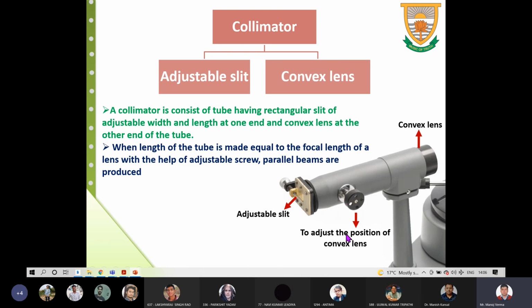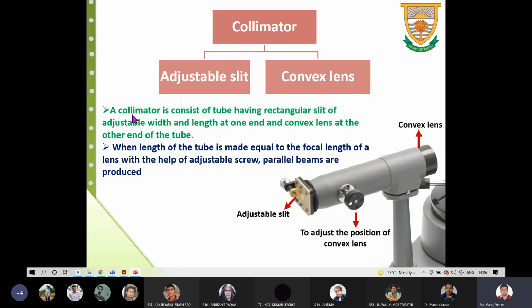This screw is used to change the position of the convex lens. This is your convex lens, and why we are using this convex lens, I will show you. To change the length of this convex lens, we can use this particular screw. So in short, this collimator is made up of two things. One is an adjustable slit, another is your convex lens, and the distance between this slit and convex lens can be altered, adjusted, changed with the help of this screw.